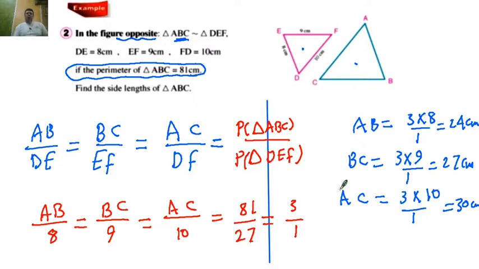To be sure your answer is right, we find the perimeter of triangle ABC: 24 plus 27 plus 30. So you find the perimeter equals 81. Or by substituting AB by 24 over 8 equals 3 over 1 as the scale factor you want. That's the right answer of this question.